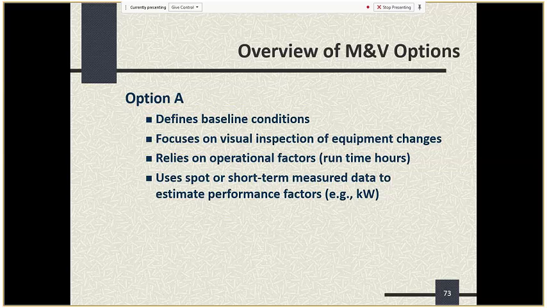So in option A, you have defined baseline conditions, and you may be doing some spot measurements. If you look at the last bullet there, short-term measured data to estimate the performance factor, the key parameter, which in this case is kW. Usage factor is runtime hours, how much is that lighting on? And over time, you may be doing what's called physical monitoring, just doing visual inspection of the equipment to make sure it's still in place.